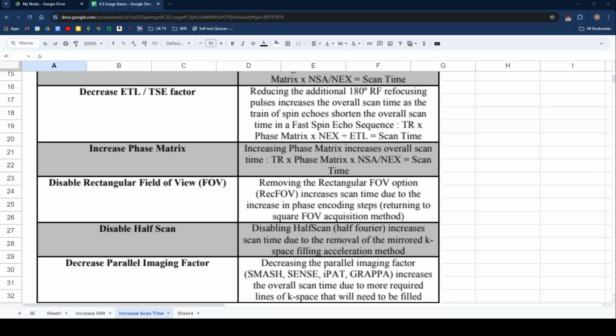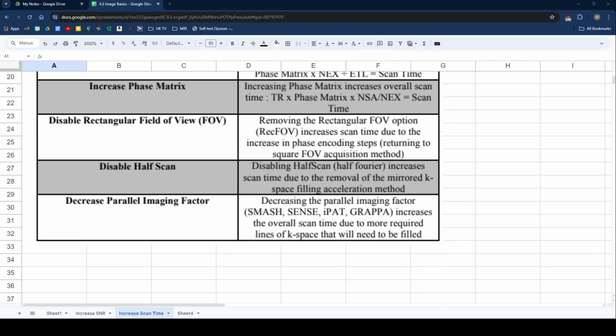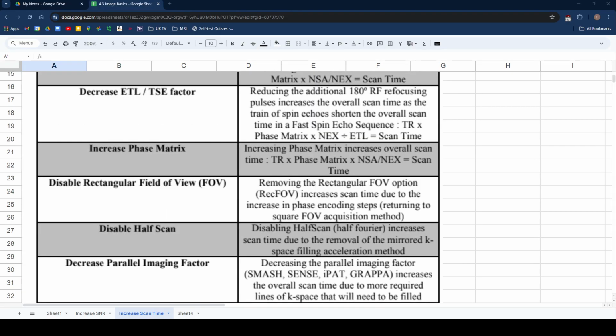Increasing your phase matrix, because TR times phase times NEX is going to give you a longer scan time. If you disable rectangular field of view, it increases scan time because there's an increase in the phase encoding steps. Disabling half scan again increases the scan time by removing the mirrored K-space acceleration method. And decreasing parallel imaging factor, due to more required lines of K-space needing to be filled.